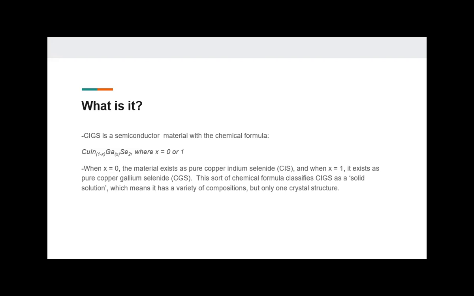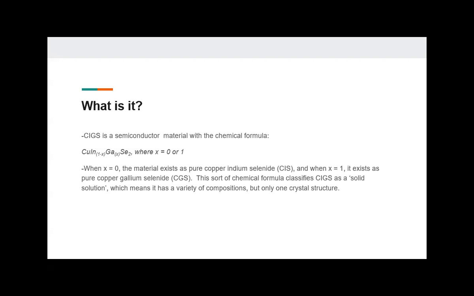So, like Dr. Bruna said, you can increase the amount of gallium in there, and you have a mix of both of them. And when you have a mix of both of them, the material can be classified as something called a solid solution, which is something I never heard about until this. Basically, you have these 2 materials, the CIS, copper indium selenide, and then the copper gallium selenide, which is when x equals 1. They can kind of exist together, but it doesn't change the crystal structure. I'll talk about that in just a minute and actually show what it looks like. But yeah, super cool material.